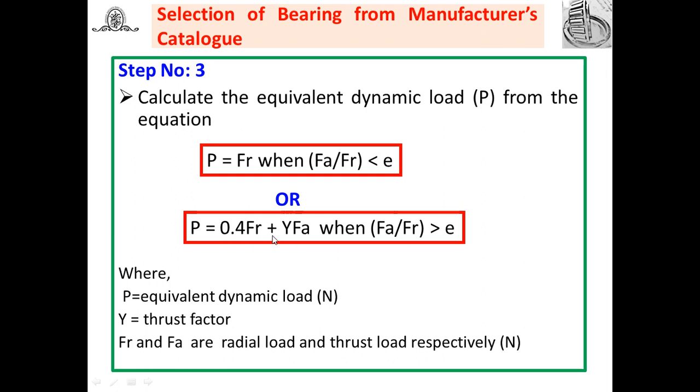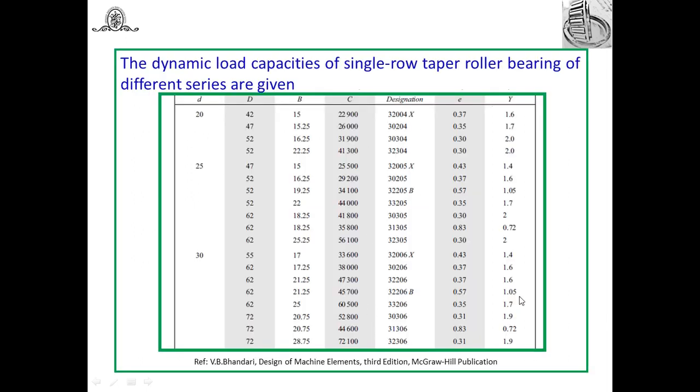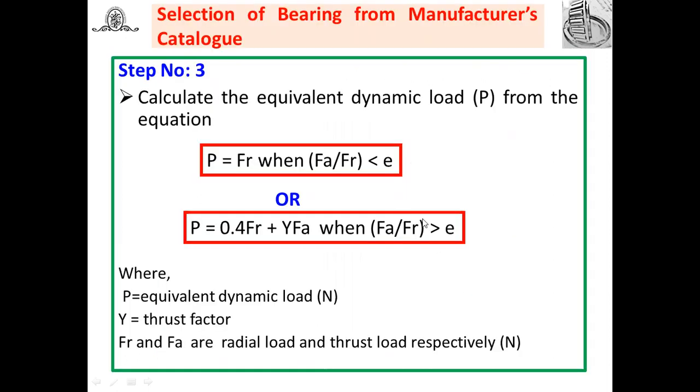P is equal to 0.4 FR plus Y into FA. Y is the thrust factor, P is the equivalent dynamic load, and FA and FR are the thrust load and radial load respectively. Try to understand. The important thing, why we have to refer to the catalog or this data or this chart, is just to get the values of e and Y, and based on that we can check whether you have to use this equation or that equation, and this depends on FA by FR less than e and FA by FR greater than e.